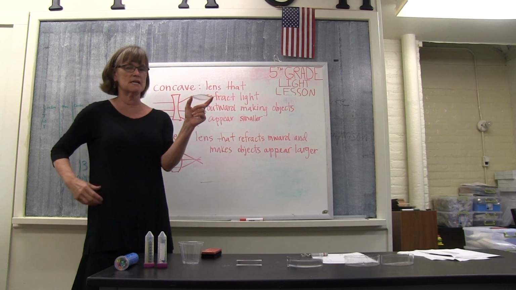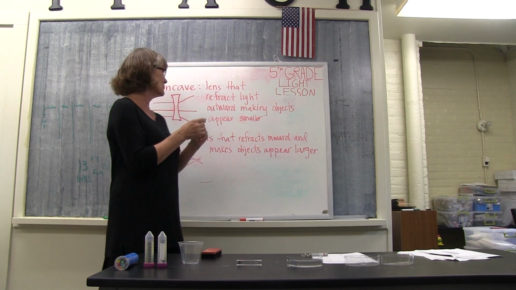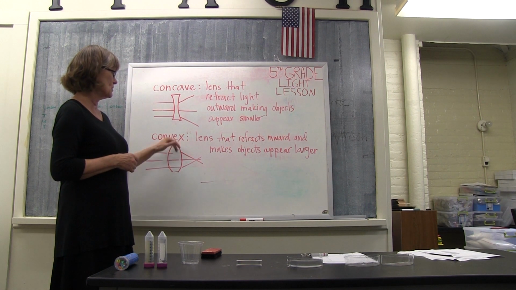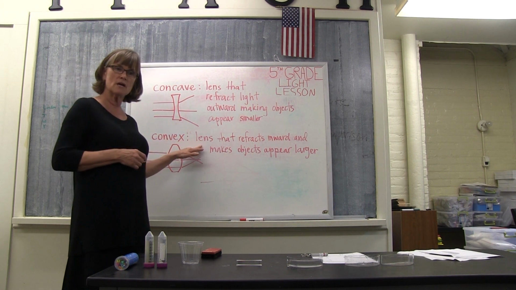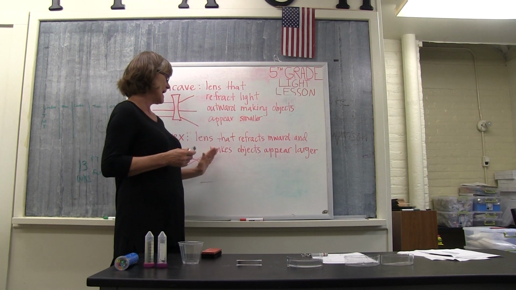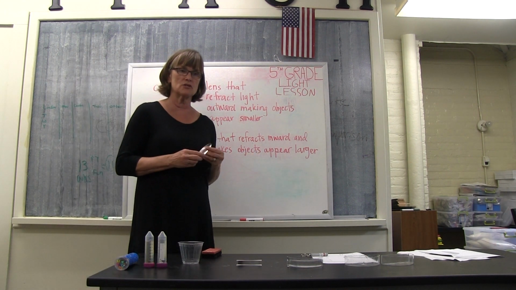What is the shape of this lens? Convex. Right, and it's got the bulging out in the middle. That's sort of the opposite of the concave. And I'd like you to copy the definition of the word convex. It's a lens that refracts inward and makes objects appear larger. Okay, make sure you're writing this in your journal.